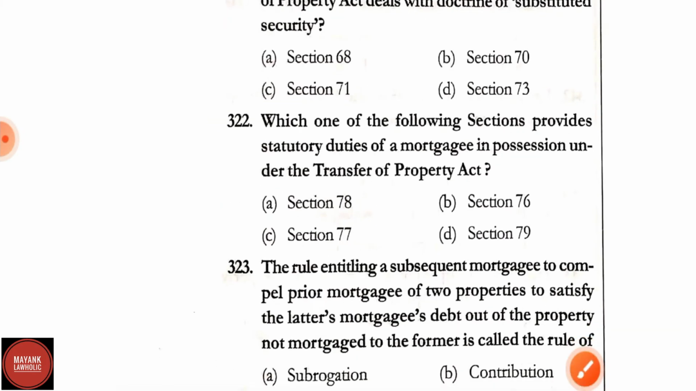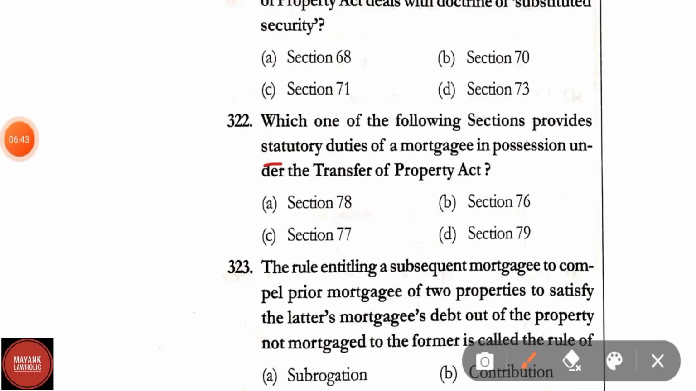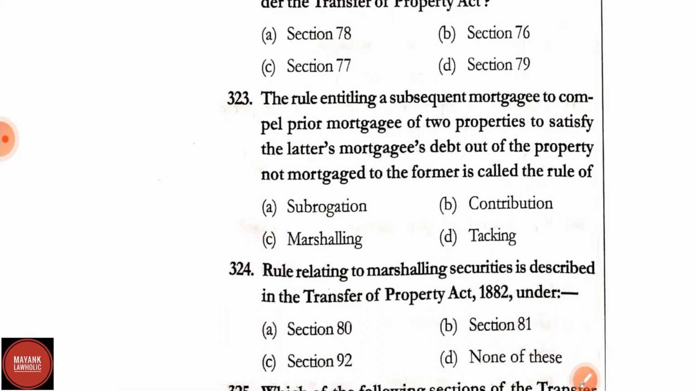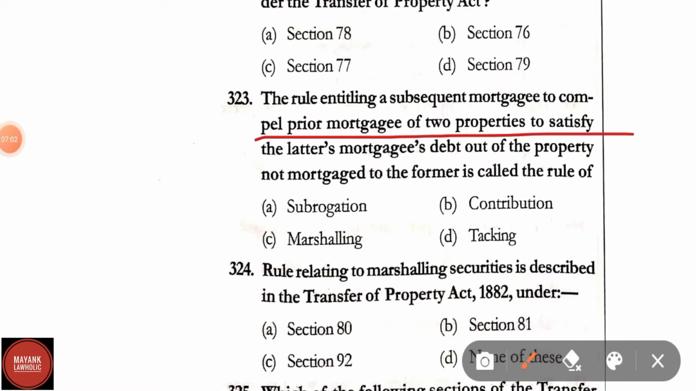Question number 322. Which one of the following sections provides statutory duties of the mortgagee in possession under the TPA? Options are section 78, section 76, section 77, section 79. Here correct answer is option B, that is section 76. Question number 323. The rule entitling a subsequent mortgagee to compel prior mortgagee of two properties to satisfy the latter's debt out of the property not mortgaged to the former is called the rule of option A, subrogation, option B, contribution, option C, marshalling, and option D, tacking. Here correct answer is option C, that is marshalling.